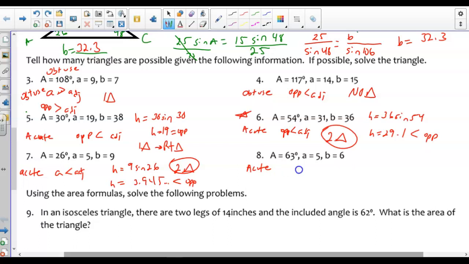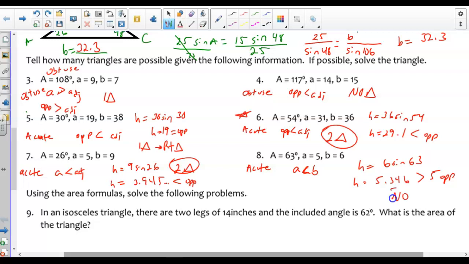And you have A is less than B. So I take the height, and when I do that, I get 6 sine of 63. And therefore the height is 5.346, which is greater than 5, or the opposite side.